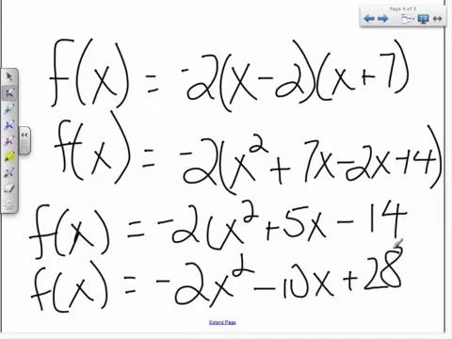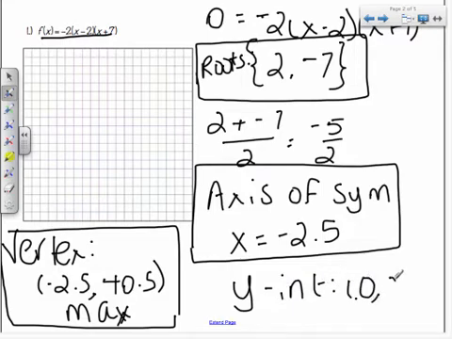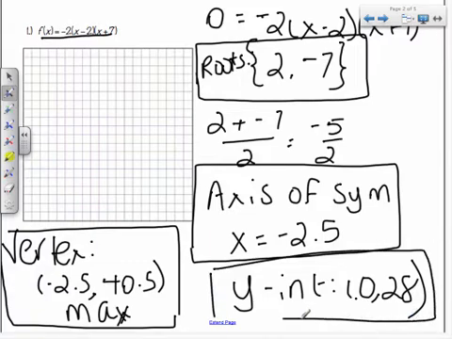This 28 right here is the y-intercept. So that means that I can indicate that the y-intercept is going to be (0, 28). Okay? So I now have all the information that I need, all the key information, in order to be able to graph out this quadratic function.